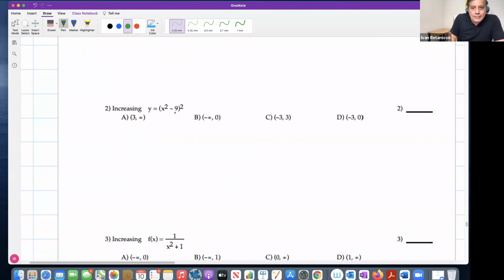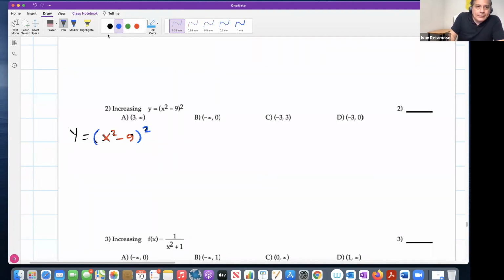This function is a composite function. Let me rewrite it here: y equals (x squared minus 9) squared, right? Composite function. Why do you say that, Professor? Well, because here you see clearly the outside function and here the inside function, right? It's a function evaluated inside of another function. Yeah, the inside function, the outside function.